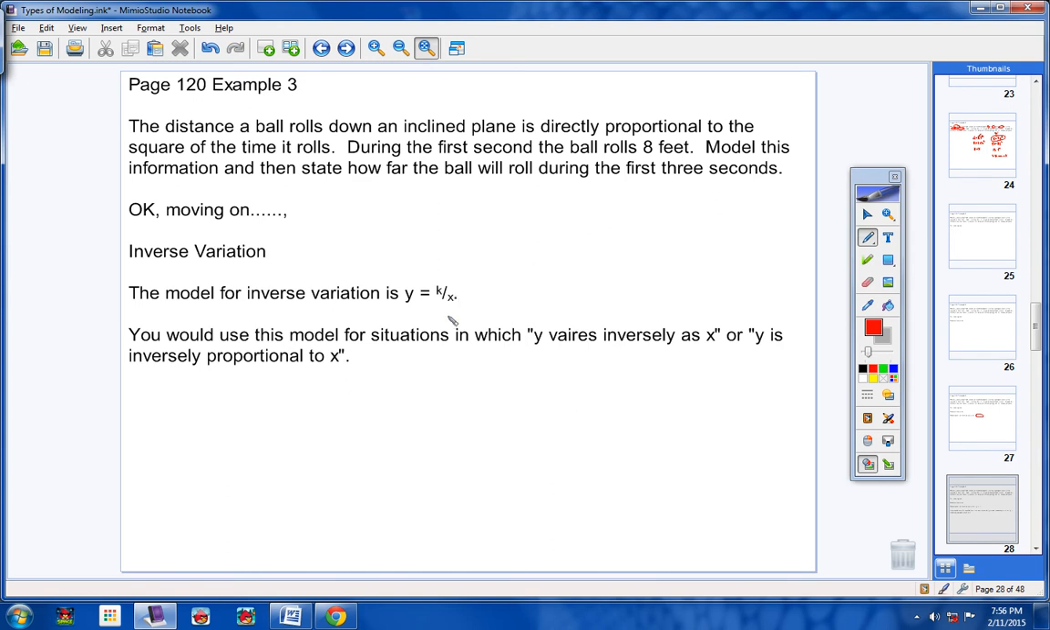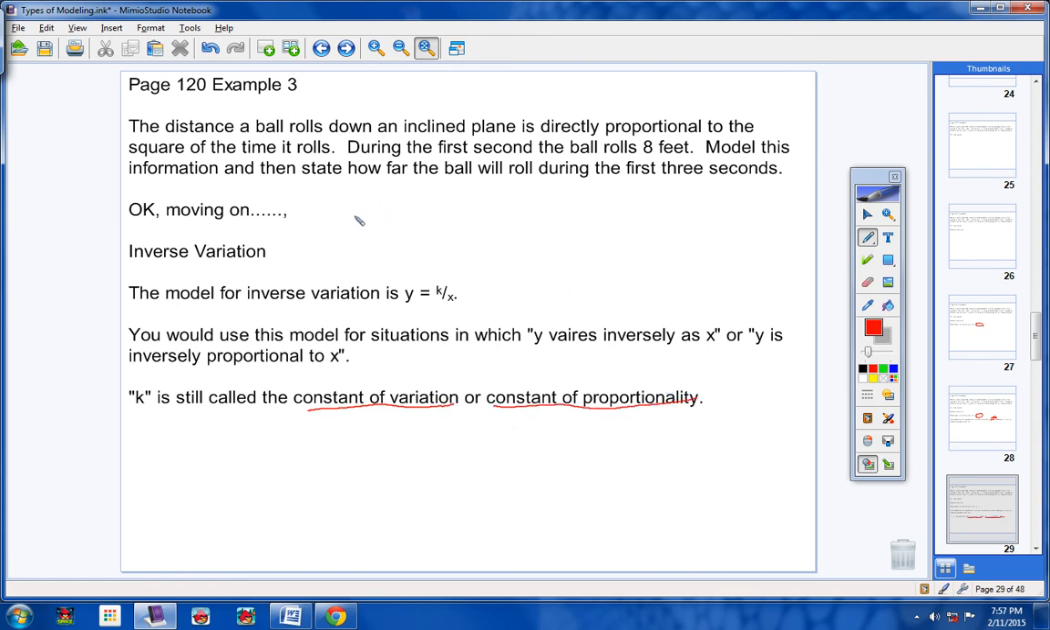Now, when would you use this model? When you hear a phrase, something like this, y varies inversely. I know it's misspelled. Y varies inversely as x, or y is inversely proportional to x. Those are phrases you would hear that would tell you you're going to use this model here, okay? Now, k is still called the same thing, constant of variation, constant of proportionality.